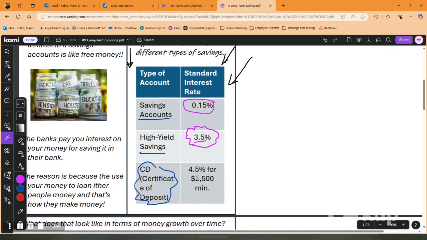And then certificates of deposit are kind of like savings accounts, but there are some limits. Like there's minimum amounts. In this example, it's $2,500. I pulled this off a GECU website. They will pay you 4.5% for having at least $2,500 in that. The thing with CDs is you have to keep it in a certain amount of time. 18 months, 24 months, 5 years are the typical terms.